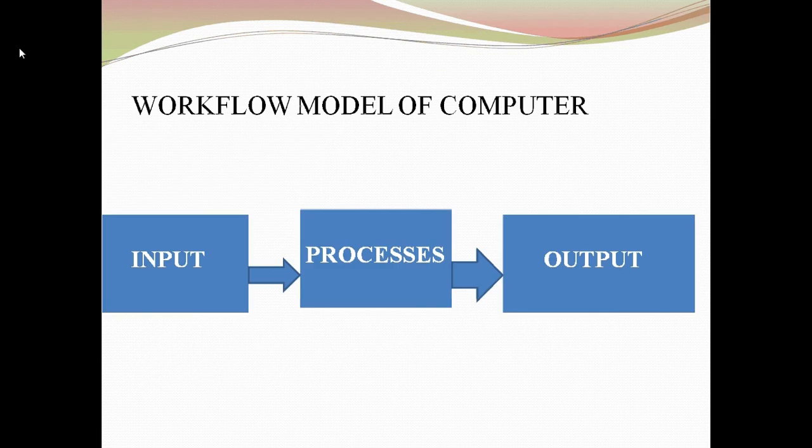This is a workflow model of a computer. As I have said earlier, this is the input. 2 plus 2 equals 4. If I ask the computer to perform an addition operation on 2 and 2, the input will be 2 and 2. The plus will be the process, that means the addition operation process. It does the addition operation and gives us the result 4. It will be the output. This is the workflow model of a computer. It accepts the input, processes it and gives us the result.